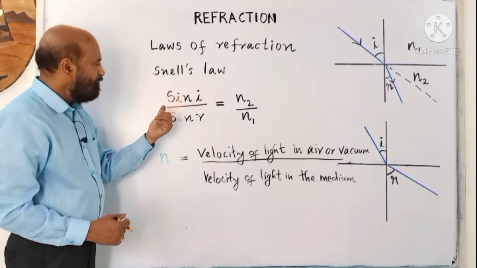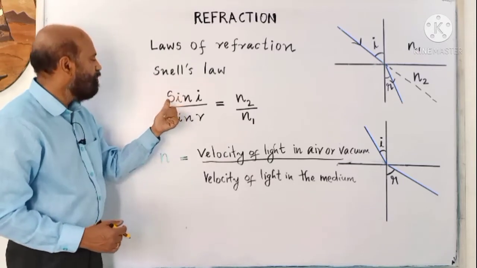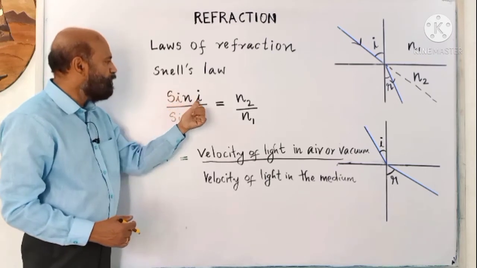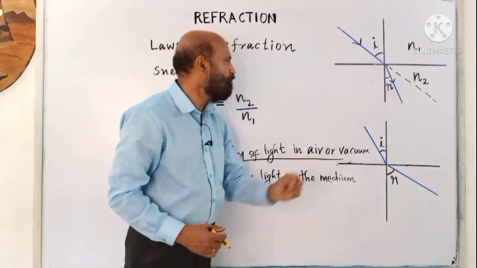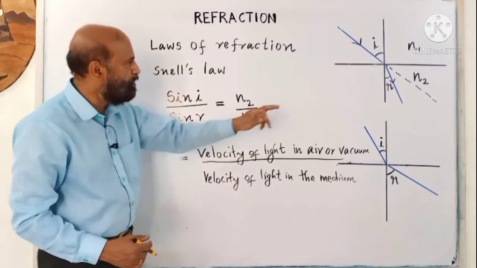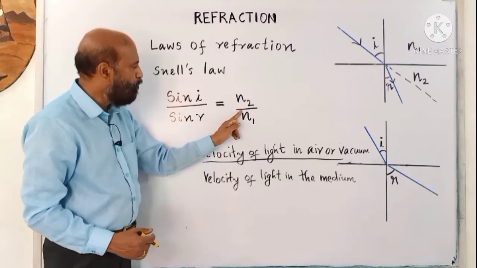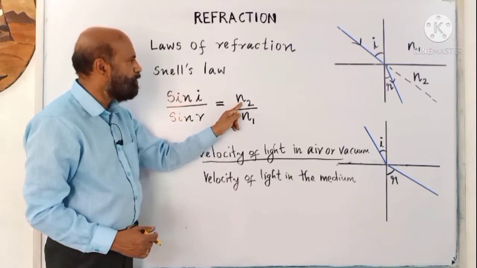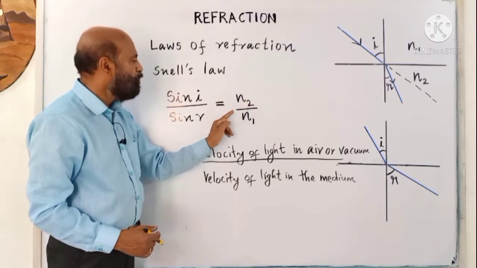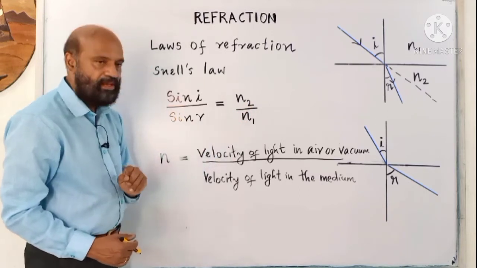Snell's law states that the ratio of the sine of the angle of incidence in the first medium to the sine of the angle of refraction in the second medium is equal to the ratio of the refractive index of the second medium to the refractive index of the first medium.